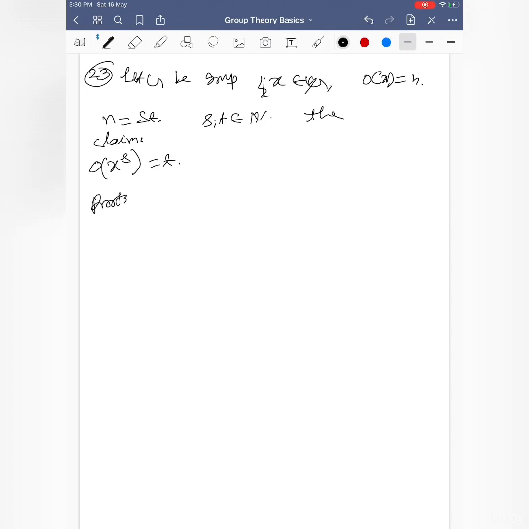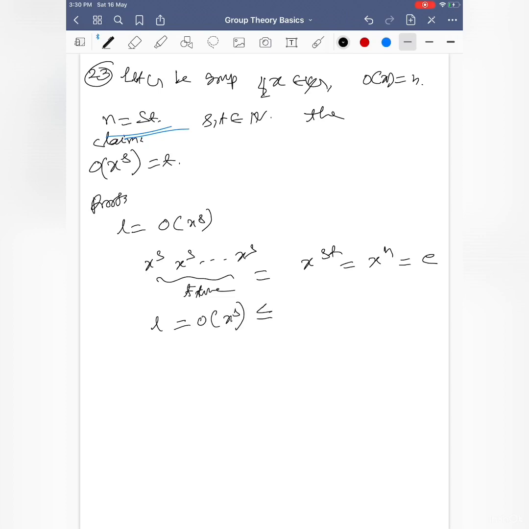Proof. So I wanted to show that, okay, let's take L equal to order of x power s. I want to show that L is less than or equal to t and t is less than or equal to L. That's clear. Let's see. x power s, t times, is nothing but x power st, that is nothing but x power n. You see this? So this is nothing but identity. So certainly L is the smallest one because L is the order. The order of x power s is less than or equal to t.